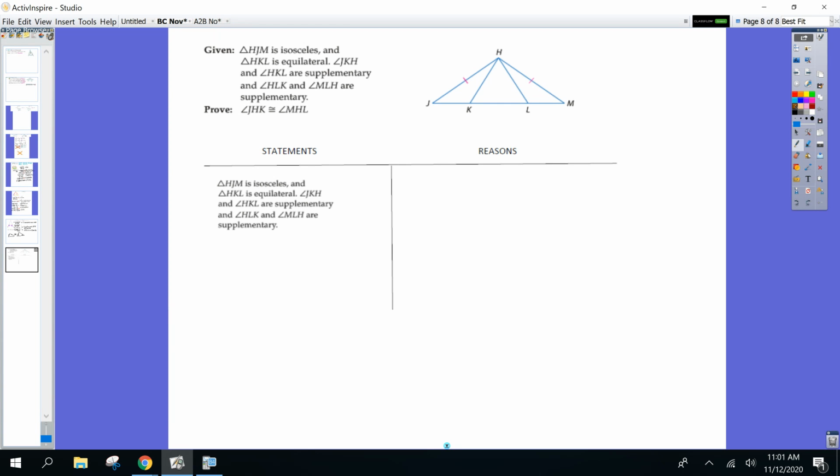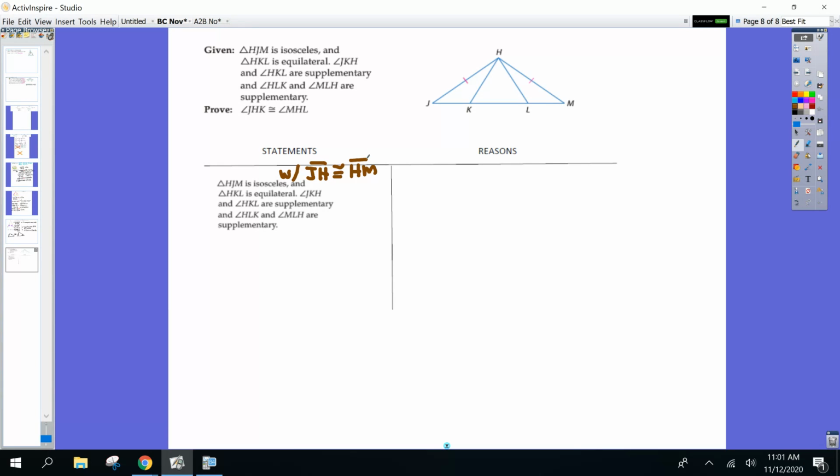Let me get you started with it. Can you add to your givens? Everyone sees where it says HJM is isosceles. Can you put JH congruent to HM? I know it's marked on your diagram, but it should have been in your givens that those 2 are the congruent sides in that isosceles triangle. Okay, with JH congruent to JM.